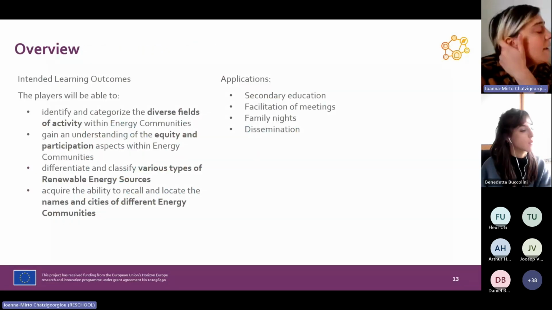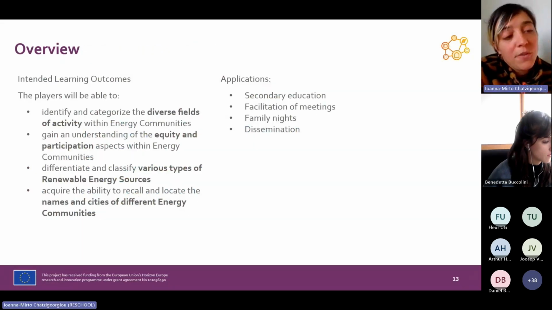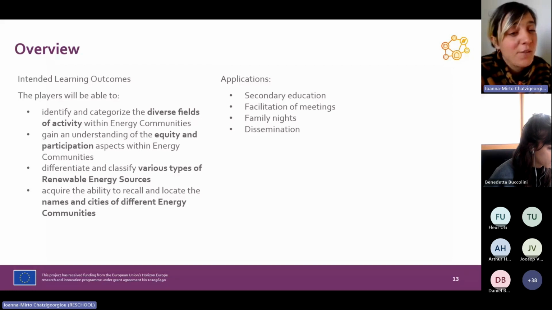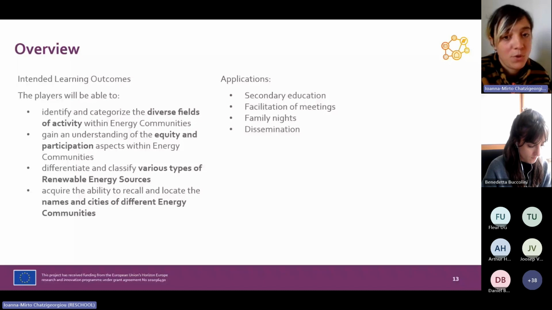So just to have a brief overview, when the players play the cards, they will be able to identify and categorize the diverse fields of activity within energy communities. They will gain an understanding of the equity and participation aspects within energy communities. They could differentiate and classify various types of renewable energy sources, and acquire the ability to recall and locate the names and cities of different energy communities.